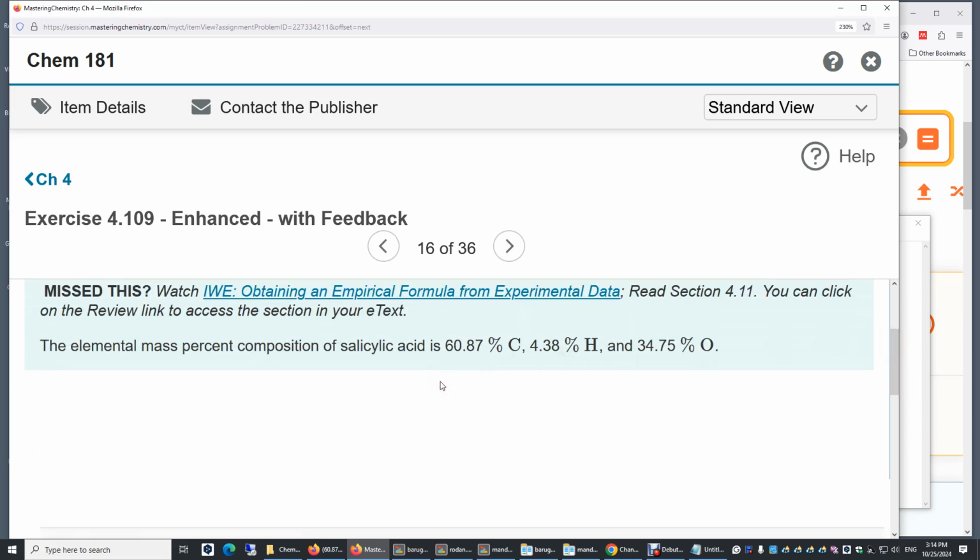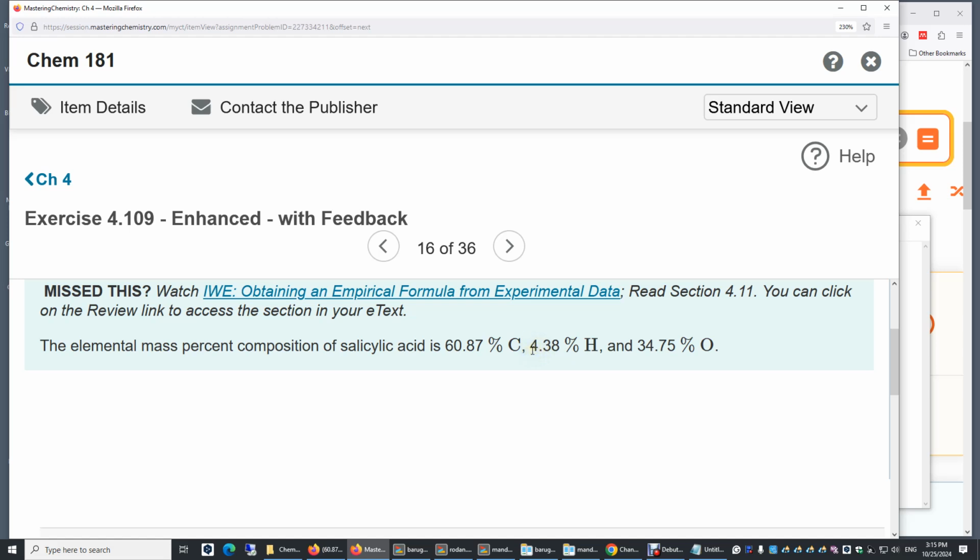Although we are not given the amount of this compound, salicylic acid, it's usually convenient to assume we have 100 grams of such compound, and then determine the number of moles of carbon, hydrogen, and oxygen, and then we determine its empirical formula. So first, let's assume the total mass is 100 grams, and then we have 60.87 grams of carbon, 4.38 grams of hydrogen, 34.75 grams of oxygen.